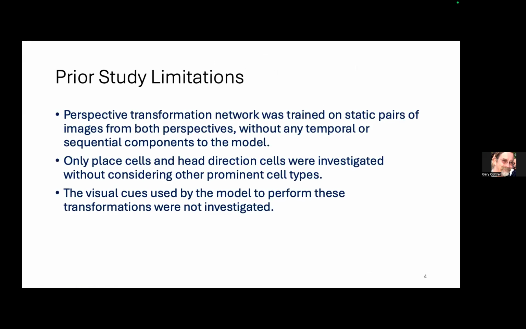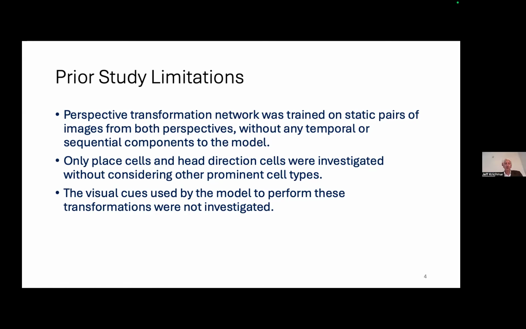And that study had some limitations, though. So it was trained on static pairs of images. And we all are constantly moving, seeing the world as a stream of information. And there's certainly, in the hippocampus and other areas, the medial temporal lobe and spatial areas, this sequential temporal processing. And we only looked for place cells and head direction cells. And there might have been other spatial neural correlates. And there was no way in this model to actually examine what visual cues led to the place cells and head direction cells.